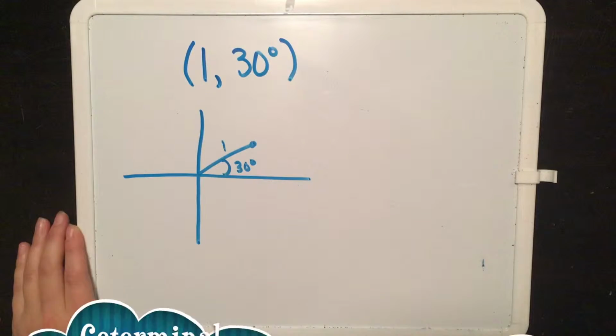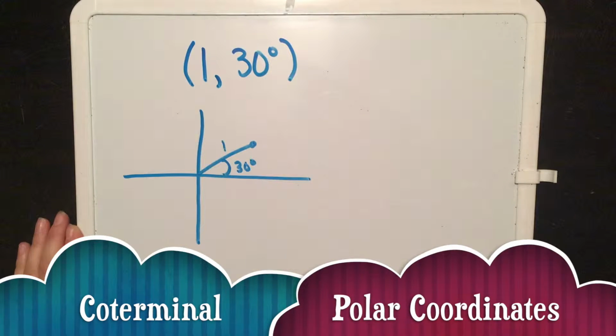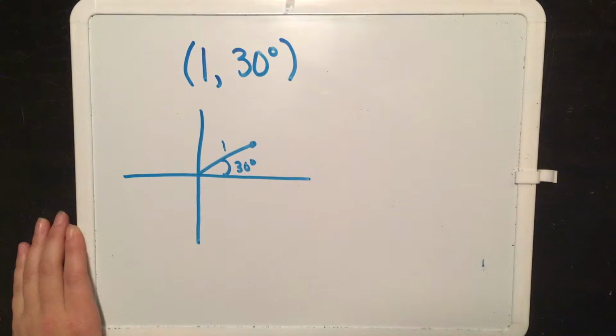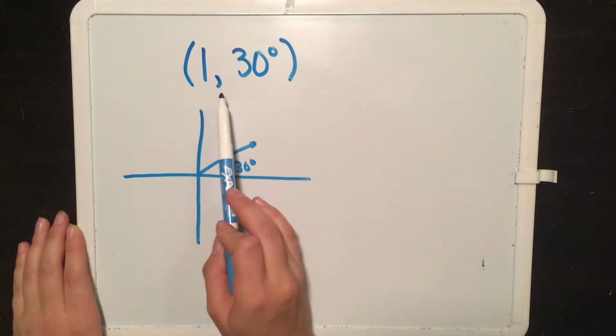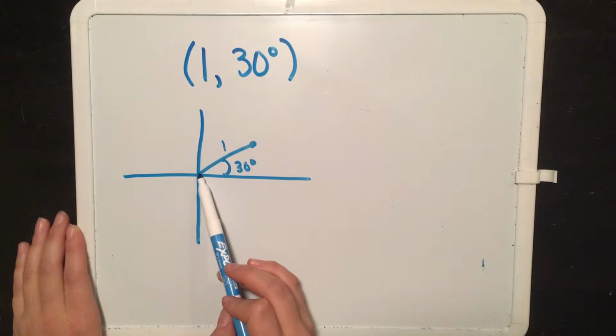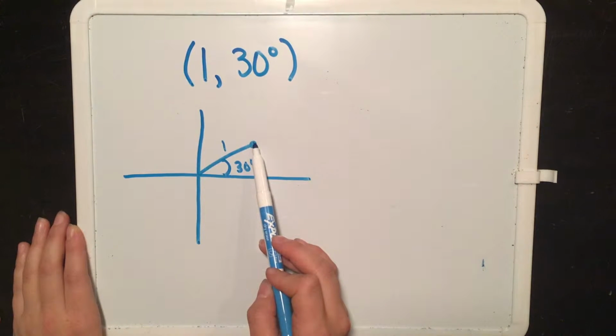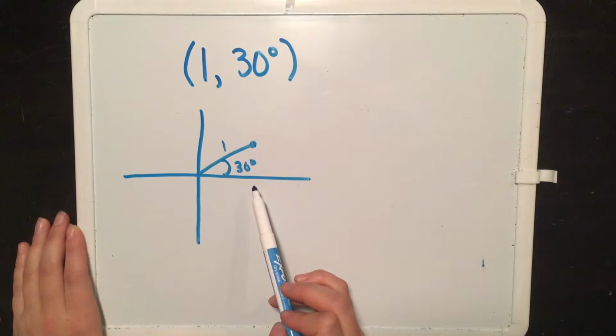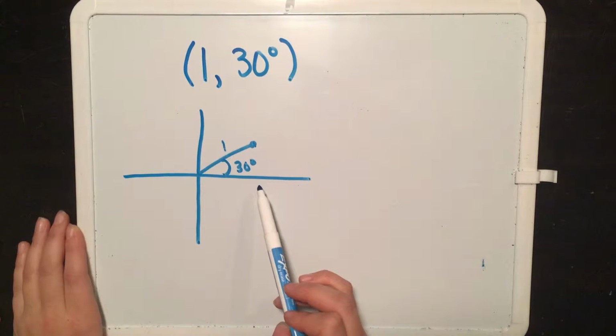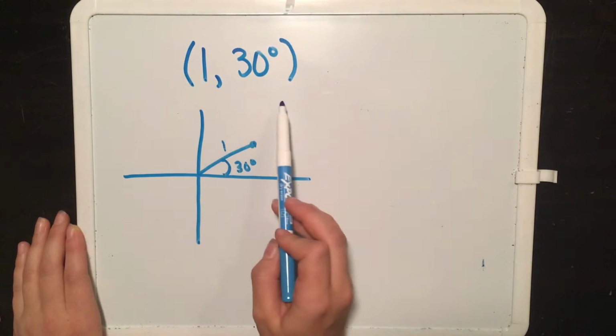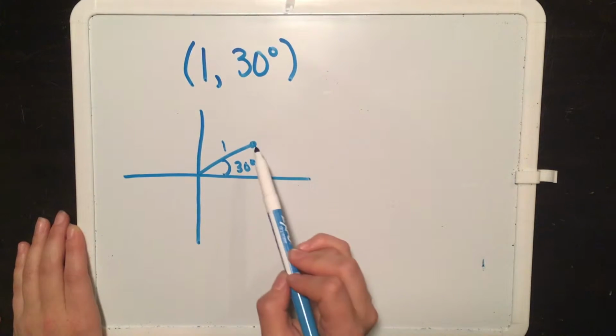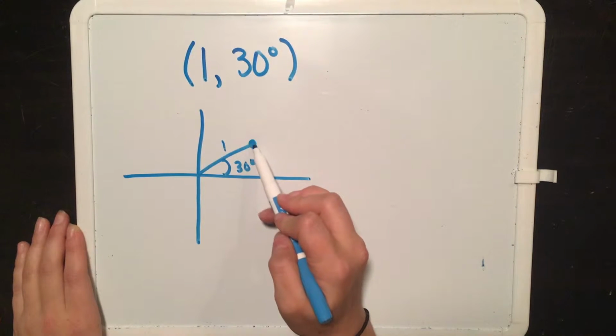Today, we're going to learn about coterminal polar coordinates. I've drawn a situation where we have a polar coordinate of 1, 30 degrees. 1 is the distance from the origin, and 30 degrees is the angle of elevation. Now, in order to create a coterminal polar coordinate, we want to find another coordinate that will give us this point right here.